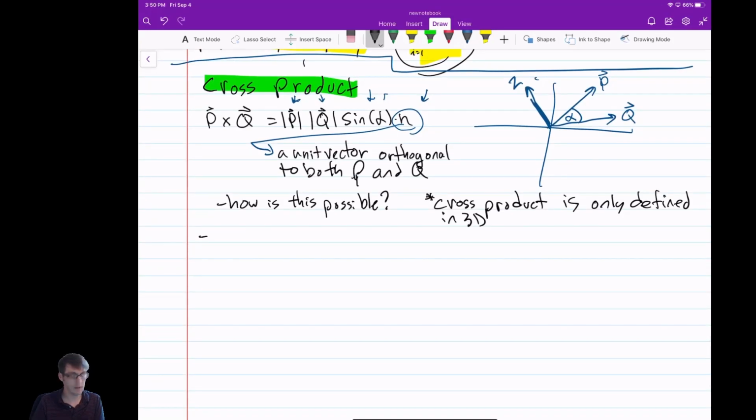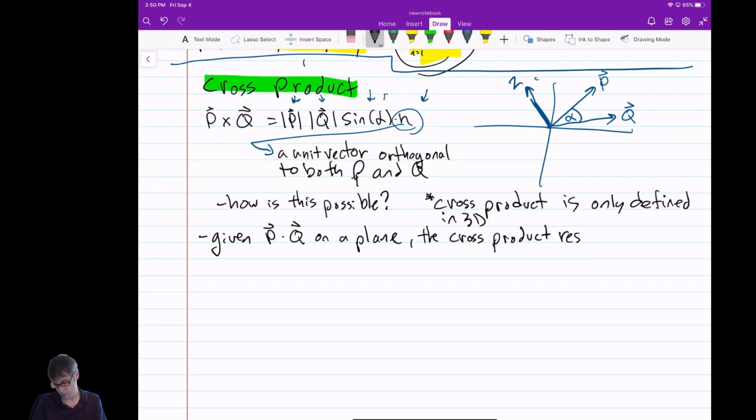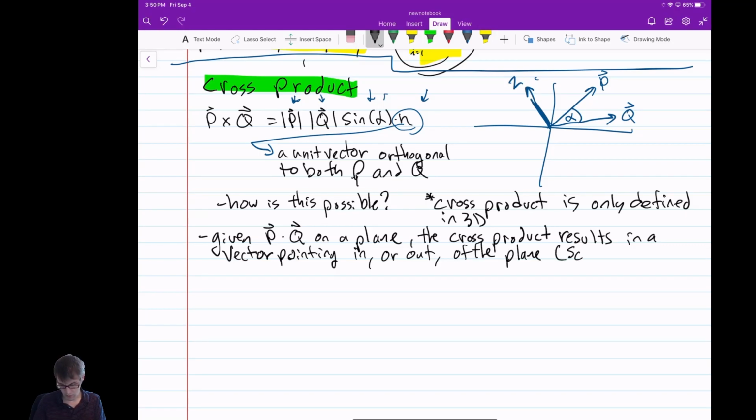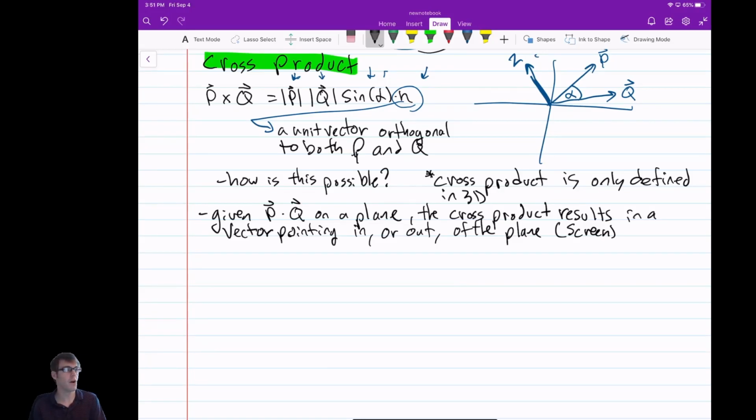Okay. So then, given P and Q on a plane, right? Of course, any two vectors form a plane. No matter where you put them, they form a plane. Then the cross product results in a vector pointing straight off from the plane. So either pointing in or out of the plane. In this case, our screen, right? So if I have two vectors on my 2D screen, I do the cross product, it comes out of the screen or the other way. That's the only way to have something both orthogonal to A and to B.